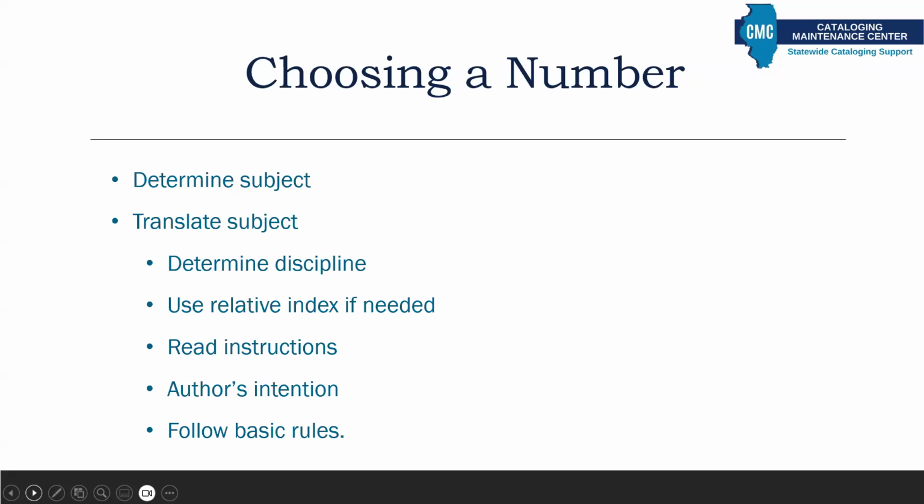Translate subject into scheme representation. Determine the disciplinary focus of the subject. Consider what different disciplines your subject could be under. Relative index is a guide to the schedules, but schedules must be consulted. If none of the disciplines seem to fit it exactly, you could look at the relative index for additional terms.